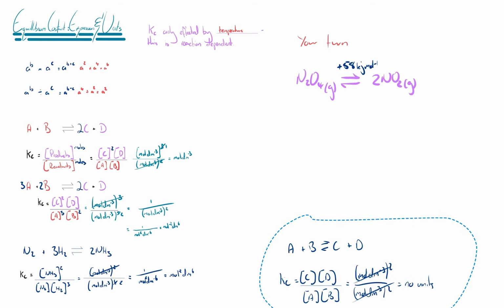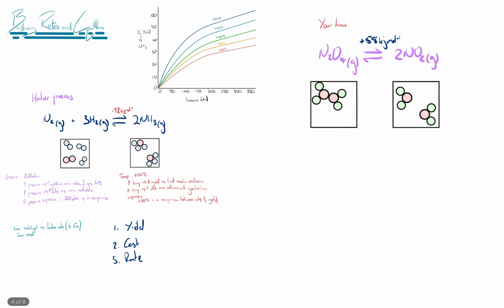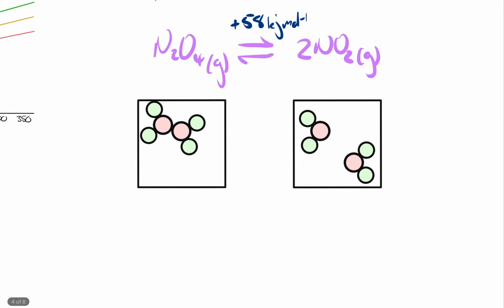So what I'd like you to do now is give this a go. Again, work out what the Kc expression would be, work out what the units would be, and see how you go. I'll answer that at the end of next video. For now, let's look at the same equation for this, right? So this time, again, let's think about all of our factors. So if we think about pressure first.